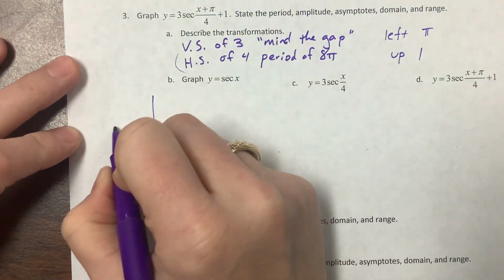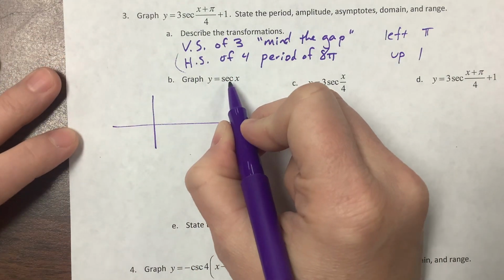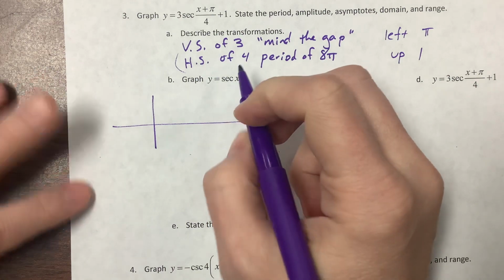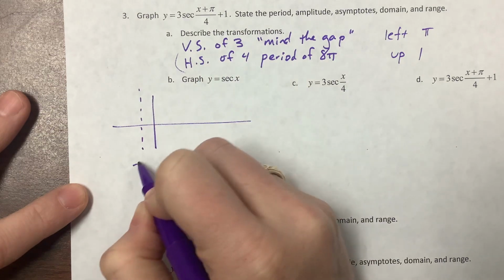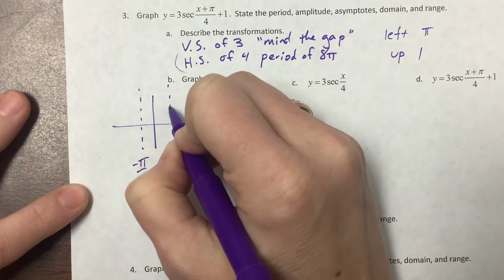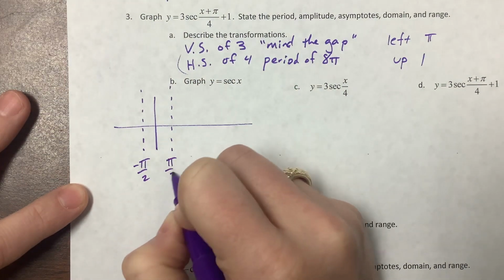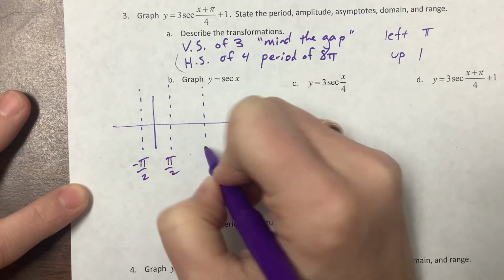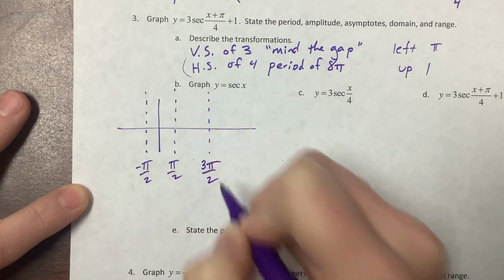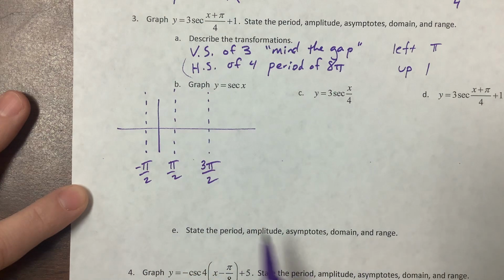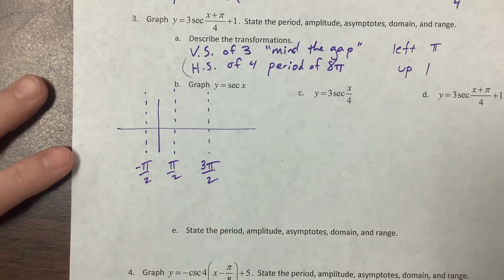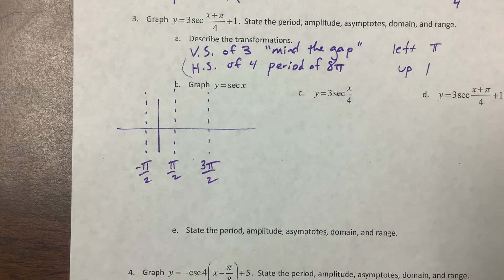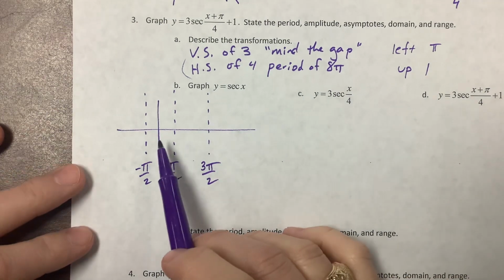So secant is cosine's buddy. So if I think about when cosine has zeros, cosine has a 0 at -pi/2. It has a 0 at pi/2. It has a 0 at 3 pi/2. And to be honest with you, that will give us a whole period, and that's what I'm looking for. I want to see that you can graph an entire period of this, even under the transformations.